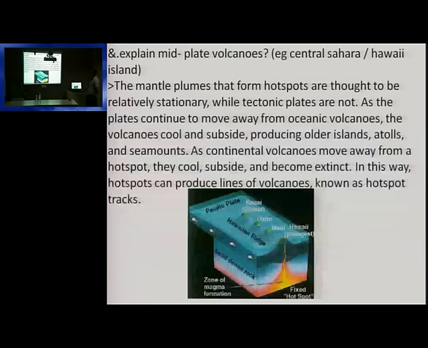Now, there are mid-plate volcanoes that are taking place continuously, and some are relics of the past. Look here. This is a plate. Can you see this arrow? It is traveling in this direction. And there is a source of magma. It is known as a hotspot. The characteristic of a hotspot is that it is fixed. It is not mobile. But on the other hand, this plate is mobile.